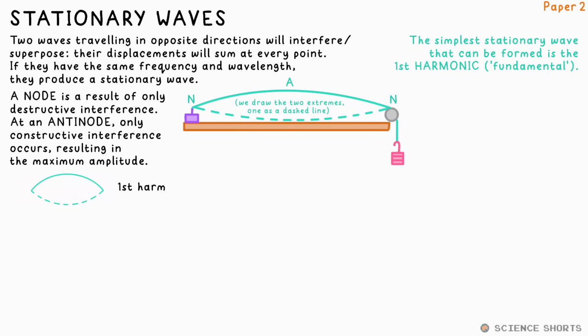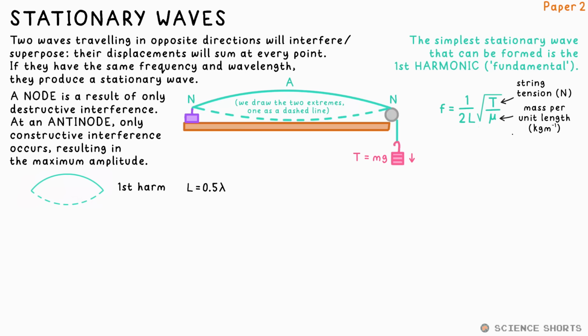We have half a wavelength on the string, so that means L equals lambda over 2. The frequency of this first harmonic is given by the equation f equals 1 over 2L, L being the length of the string, times root T over mu, T being the tension in newtons, which is usually the weight of the masses hanging on the end, and mu being the mass per unit length of the string, so that's in kilograms per meter.